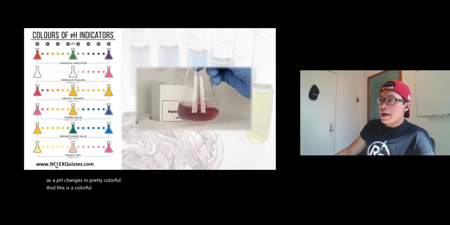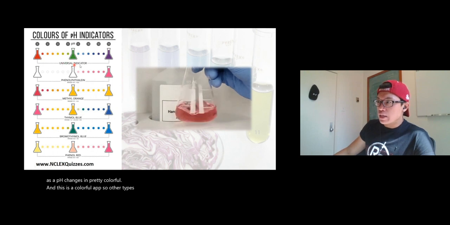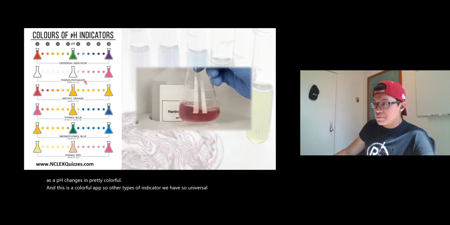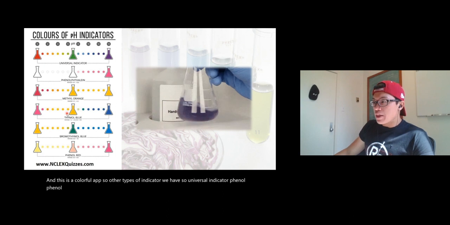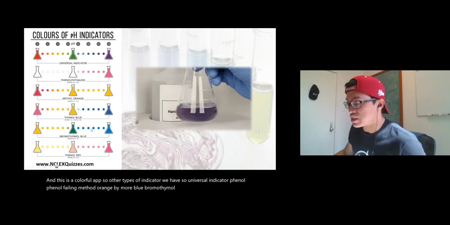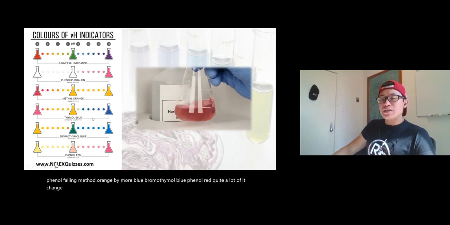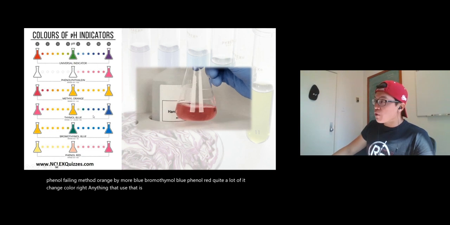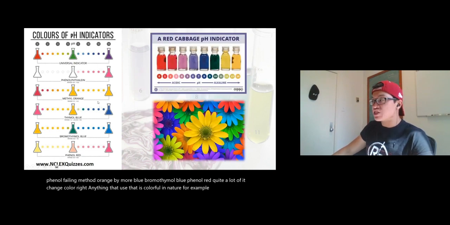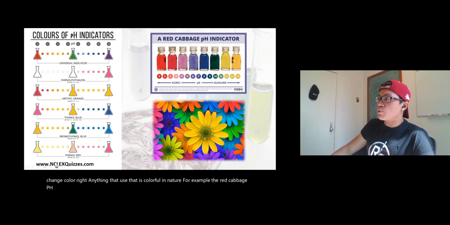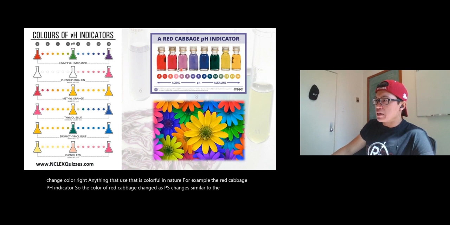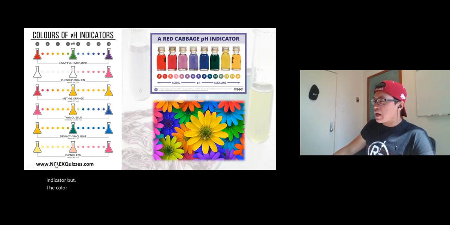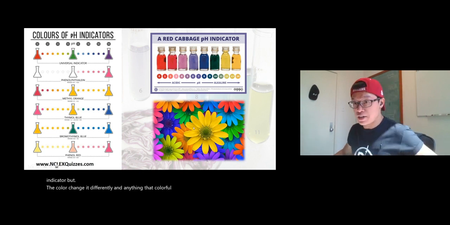So other types of indicator we have: universal indicator, phenolphthalein, methyl orange, thymol blue, bromothymol blue, phenol red, quite a lot of them. They change color. Anything that is colorful in nature, for example the red cabbage pH indicator. The color of red cabbage changes as pH changes, similar to the universal indicator, but the color changes differently. And anything that's colorful in nature could be an indicator.